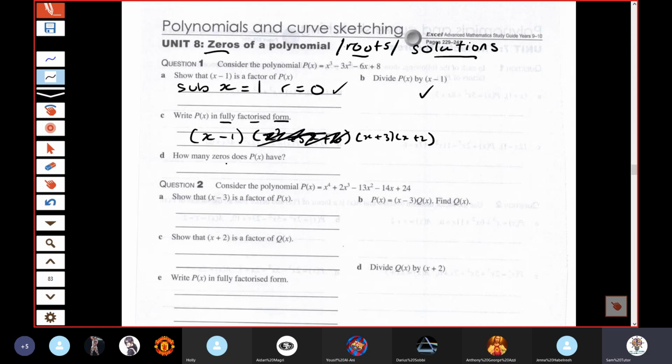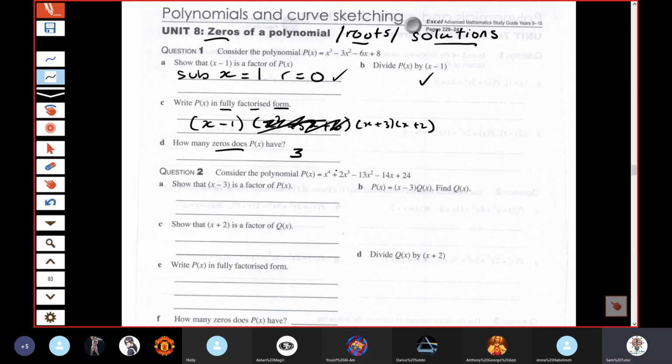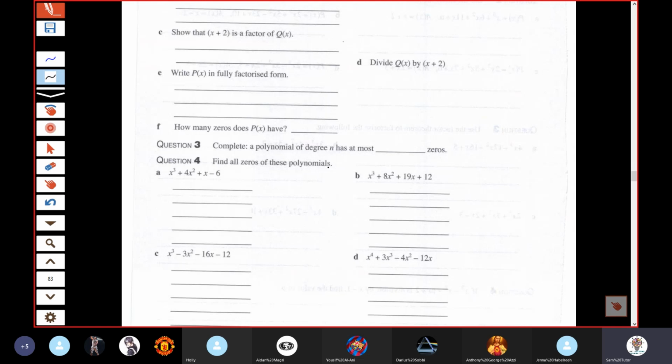And then how many zeros would it have? How many zeros does this one have? How many roots does it have, you guys? How many solutions does it have? 3. Thank you. Good work. Easy. Do I need to say anything again? No, I didn't think so. Nice and easy. Moving down.